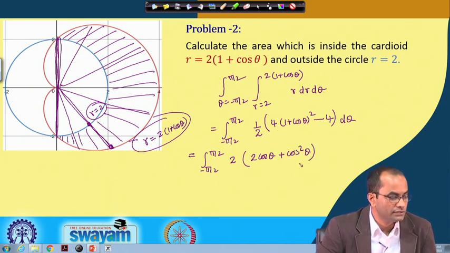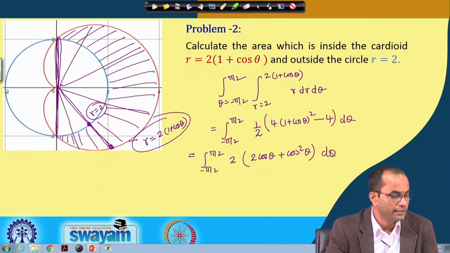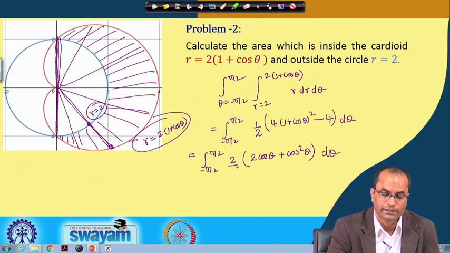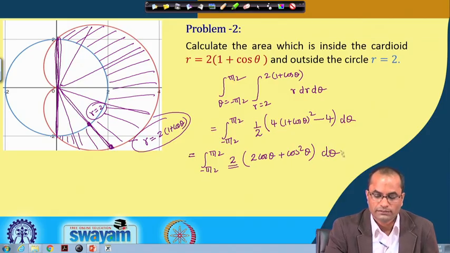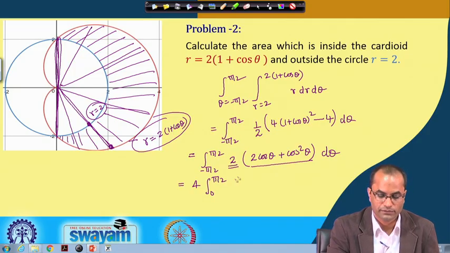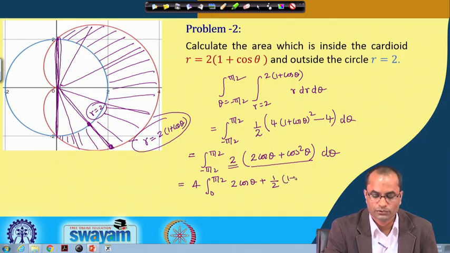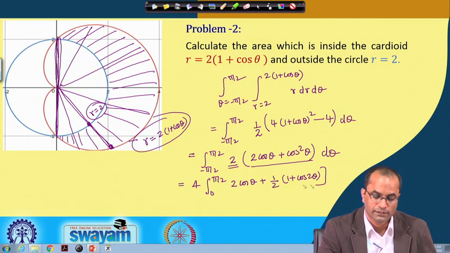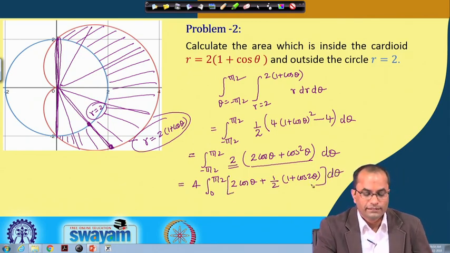So, we have 2 cos theta and cos square theta d theta, multiplied by this factor 2. Here the integrand is even. In fact, this integral will be 4 times the integral from 0 to pi by 2 of 2 cos theta, and we can convert cos square theta into cos 2 theta form, 1 plus cos 2 theta, and then we have d theta there, which we can integrate easily.